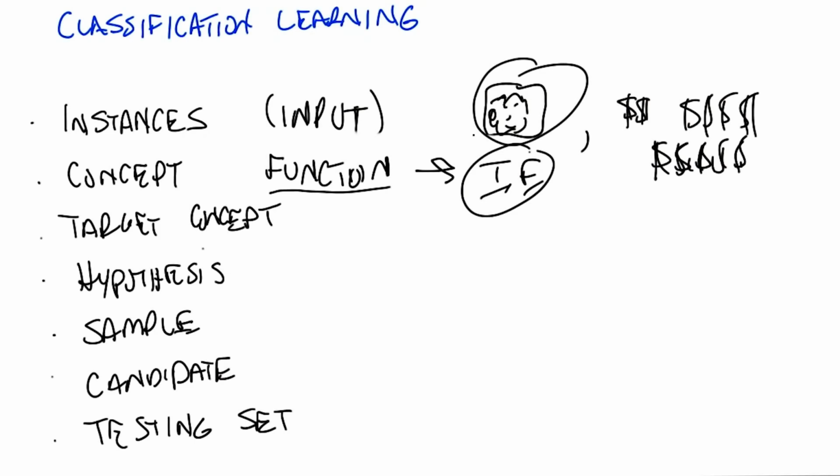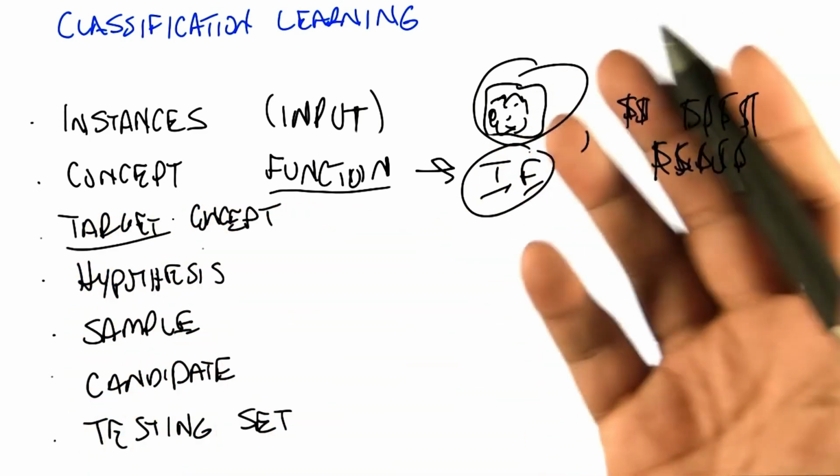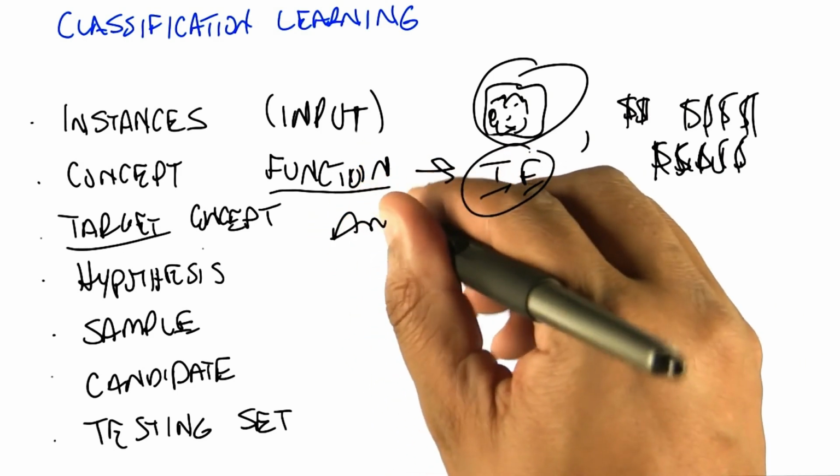So with that notion of a concept as functions, or as mappings from objects to membership in a set, we have a particular target concept. The only difference between a target concept and the general notion of concept is that the target concept is the thing we're trying to find. It's the actual answer.